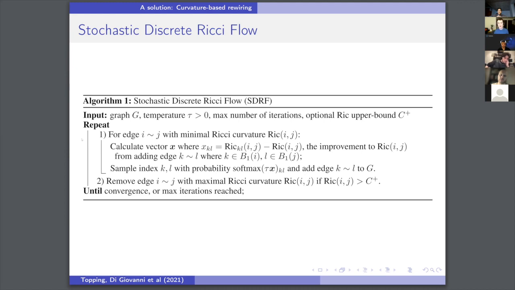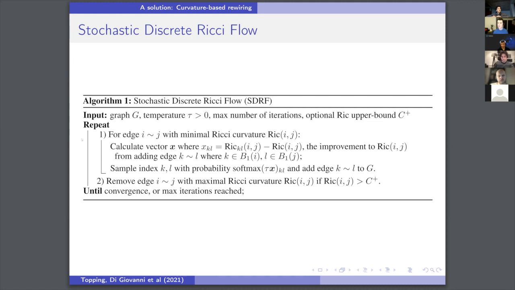Step 2 is removing an edge. This step is simpler. You just take the edge with maximum Ricci curvature in the graph, and if that is above your upper bound, then you remove it. Again, if you have a physical network or other network where you want to limit removals or do no removals, you can set C+ to be high, or to be infinity if you would like to remove 0 edges. You do this until convergence, where you can't do both of step 1 and 2 in a row, or the max number of iterations has been reached.